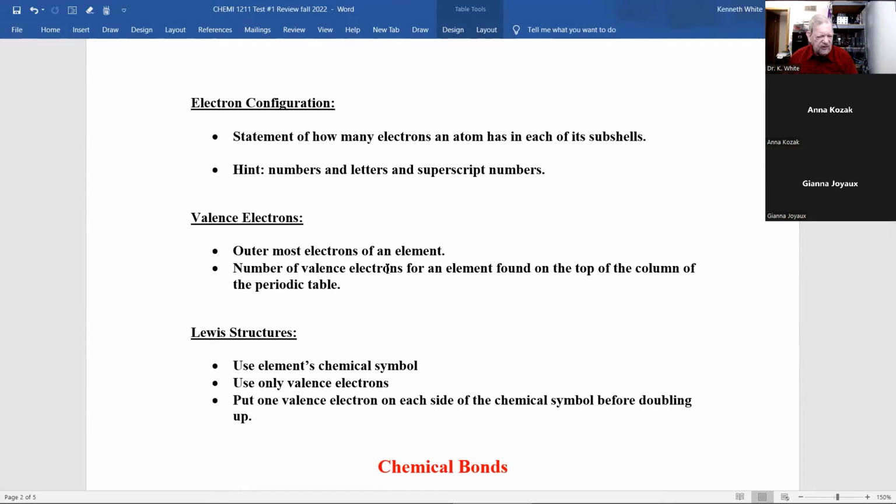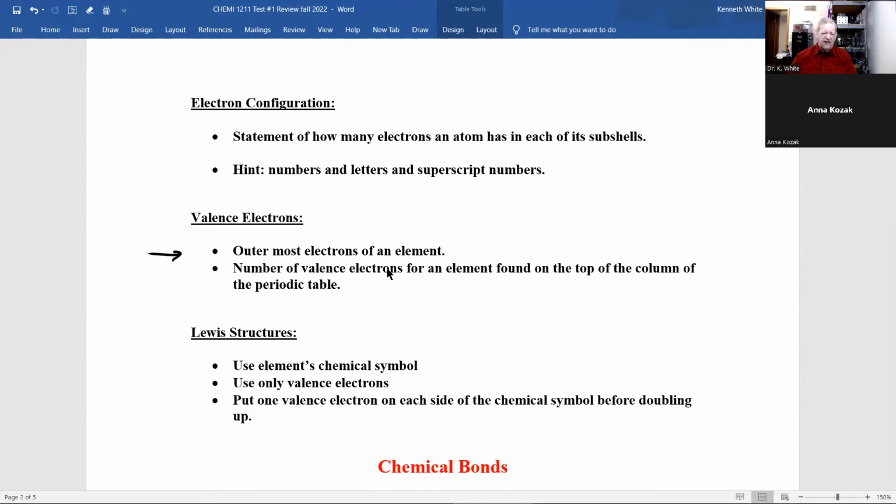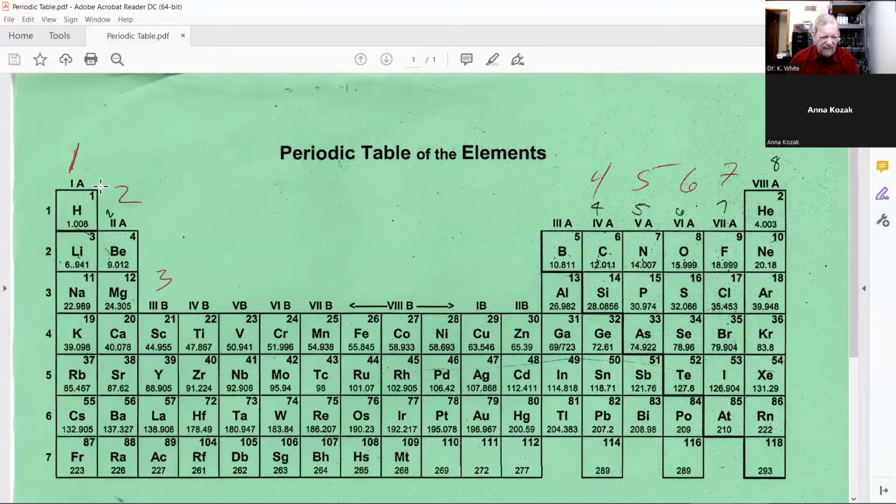Next, the valence electrons. You should know that the valence electrons are the outermost electrons of an element. And that's the definition you should know. And how do you determine the number of valence electrons an element has? You look at the periodic table, and the number on top. It originally, like this periodic table, had it in Roman numerals. I found out a couple of years ago they don't teach that in school anymore. So I wrote the numeric number.